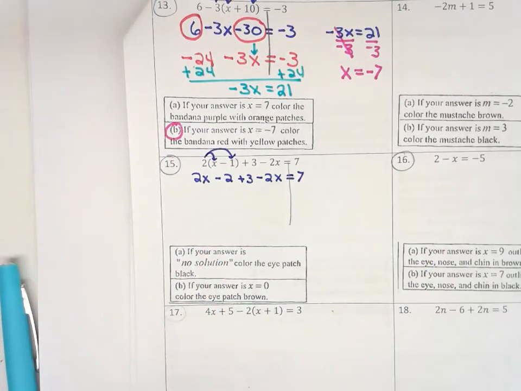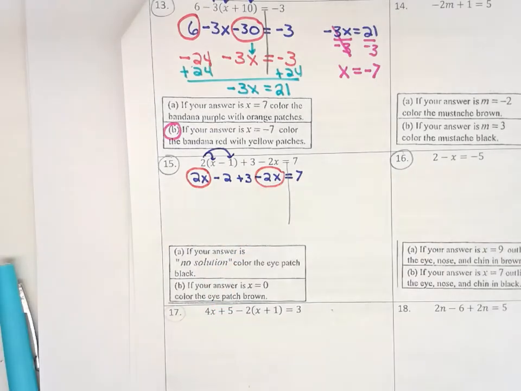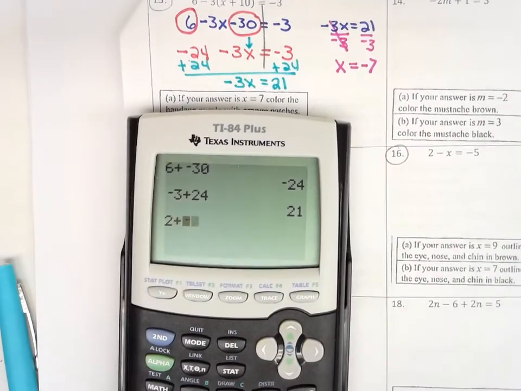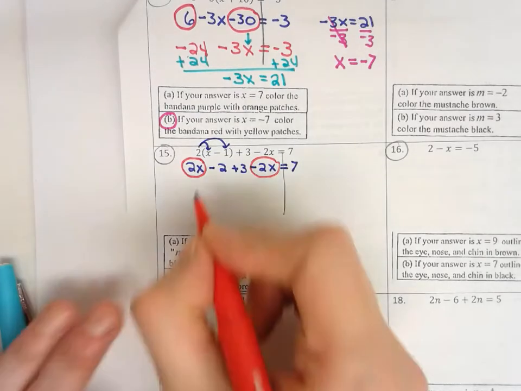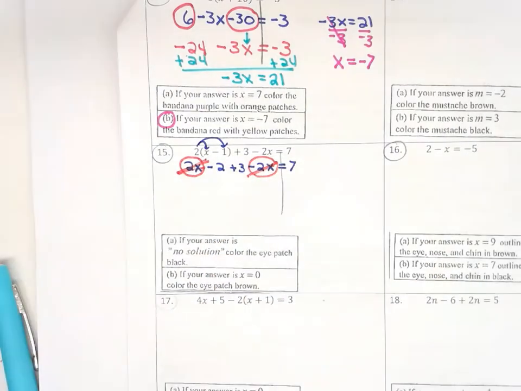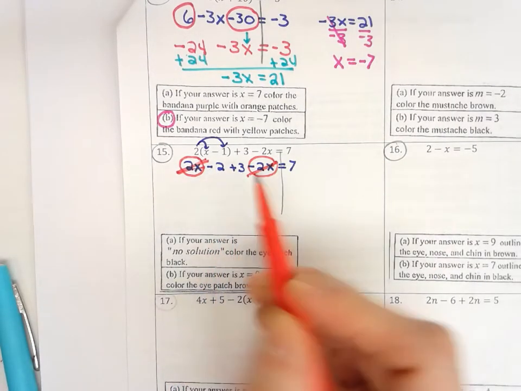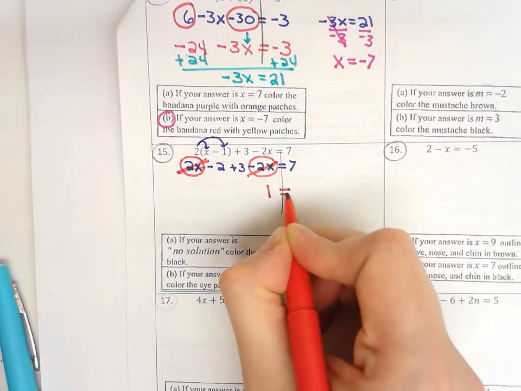So after you distribute, the next step would be to combine like terms. Well, I'm combining positive 2x and negative 2x. So if you do that, 2 plus negative 2, that gives you 0. Now when you have 0 x's, you don't write them at all. So our x's are completely gone. Now the only thing I need to still do is combine these like terms. Negative 2 plus 3 is positive 1, and this equals 7.